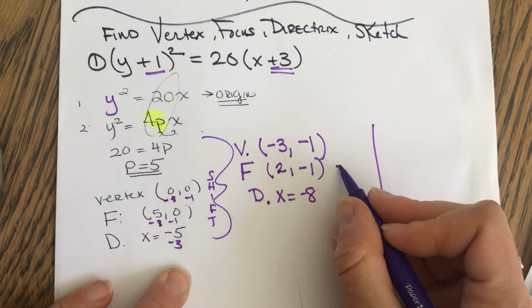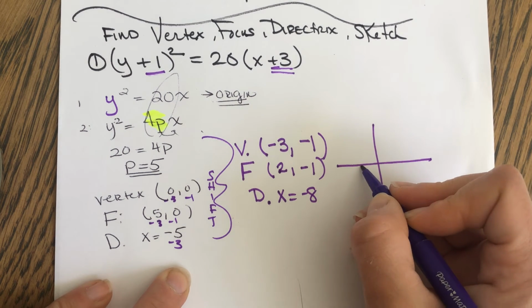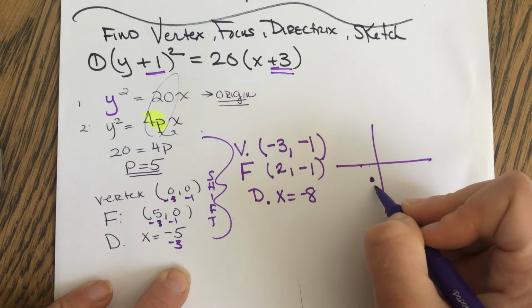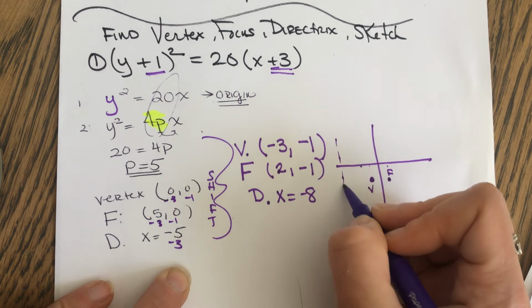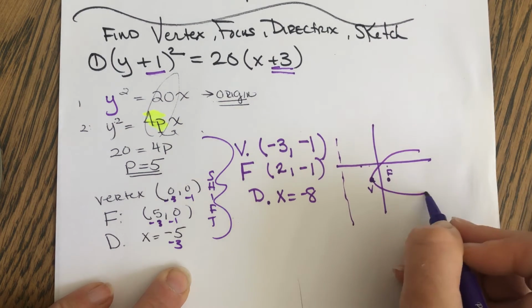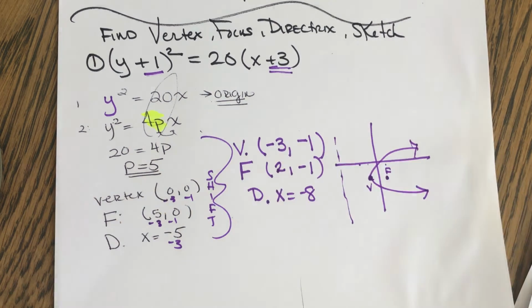And when I ask you guys to sketch, we have the vertex (-3, -1), the focus is (2, -1), and the directrix we could say is here, and you guys are looking like that. Okay, so remember you guys should know how to do that. I'm going to do one other thing for you all.